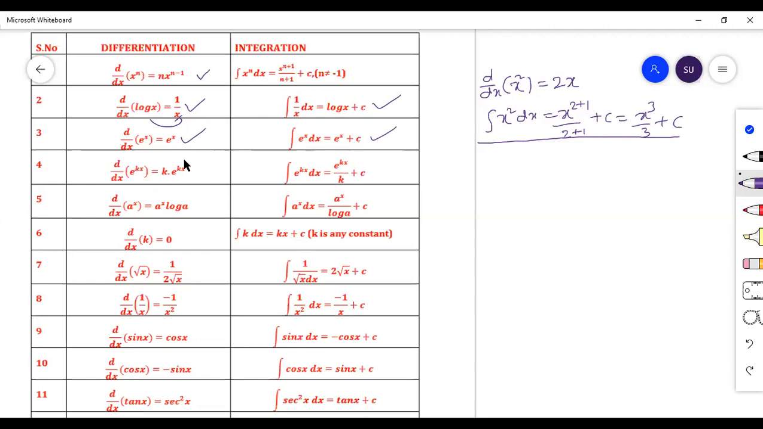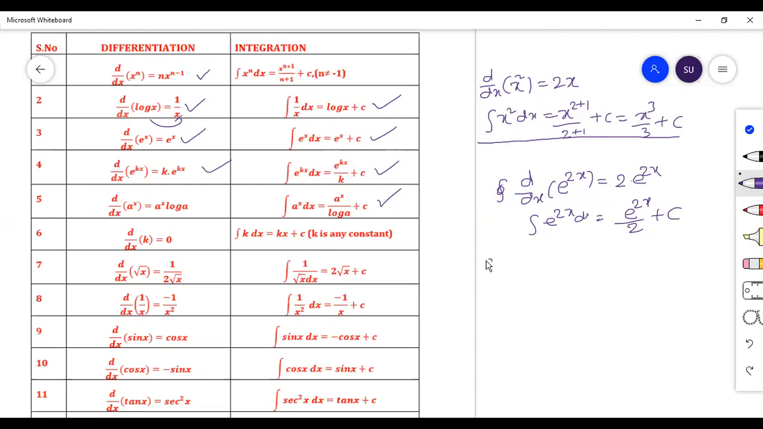Now d by dx of e power kx, for example d by dx of e power 2x. In differentiation we write e power 2x into d by dx of 2x, which is 2. That's why 2 into e power 2x, that 2 will multiply here. Whereas in the integral of e power 2x, it will be divided, that is e power 2x by 2 plus c. So integral e power kx dx is equal to e power kx by k. The same way, d by dx of a power x is a power x log a. Here, integral a power x is a power x by log a.